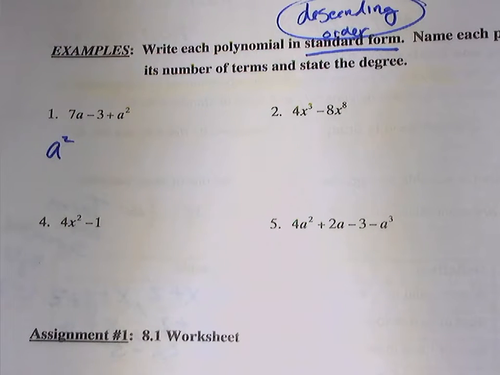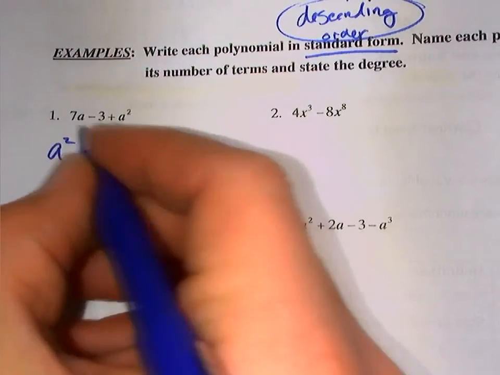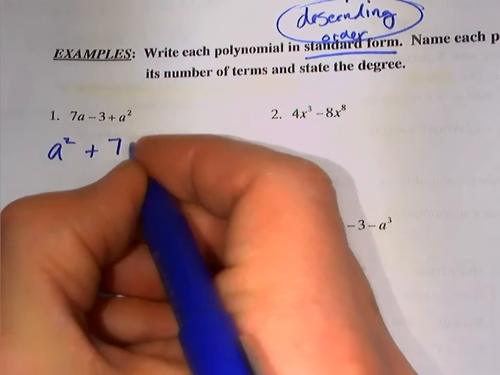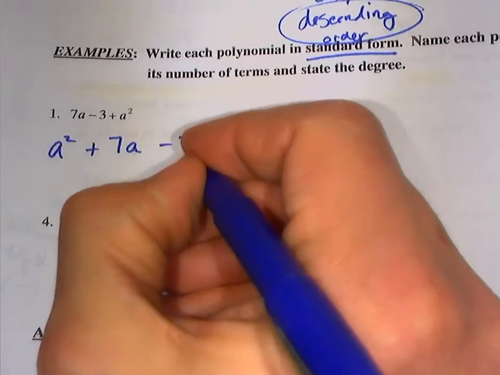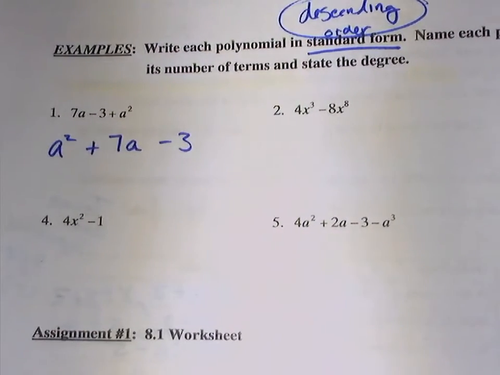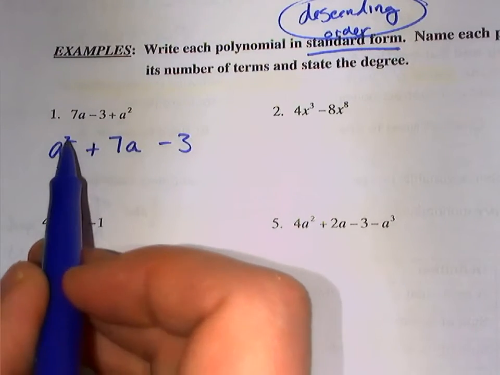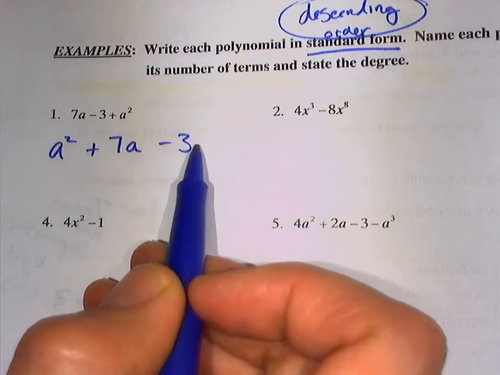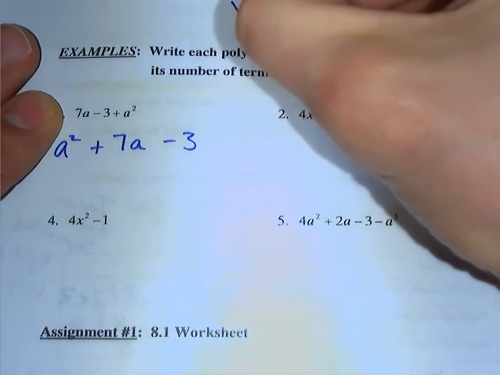Then I do the next term. I have a 7a to the first, so that's plus, that's a positive, right? 7a. And then the last term has no a value, so that's minus 3. So you can see the power of a is going smaller and smaller, right? It goes 2, 1, none. And that's what I want. I want descending order so that the exponents are going down.